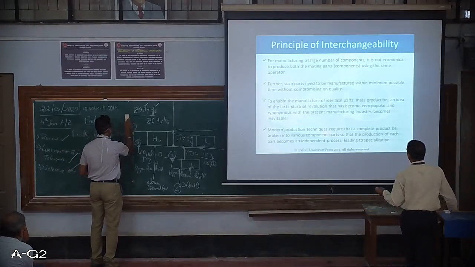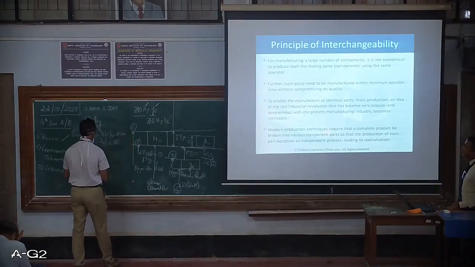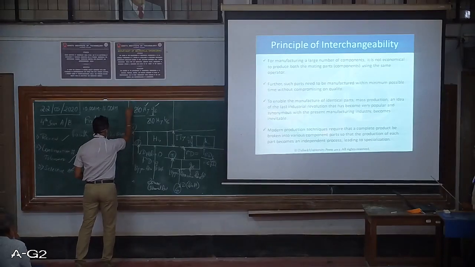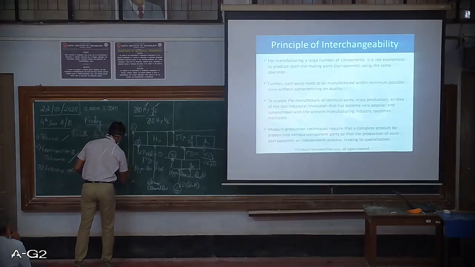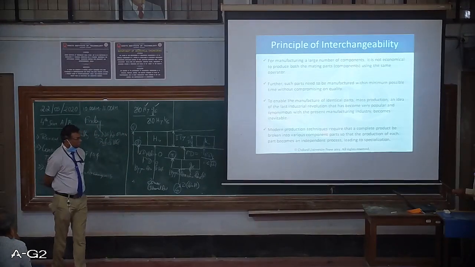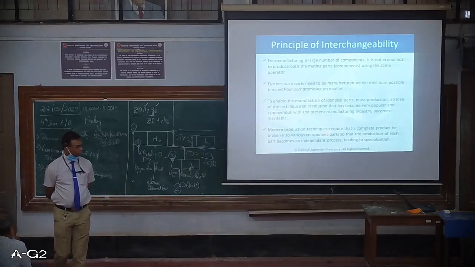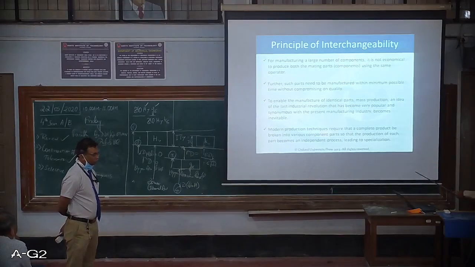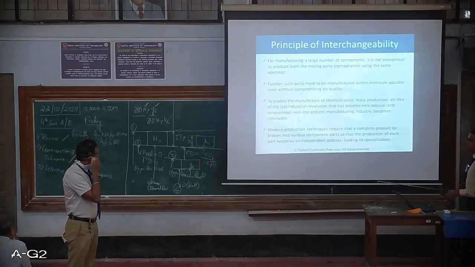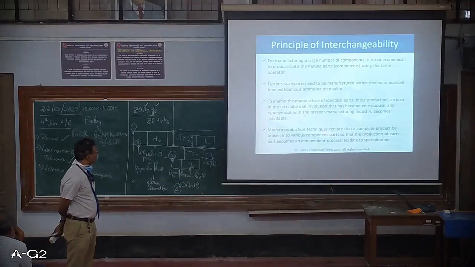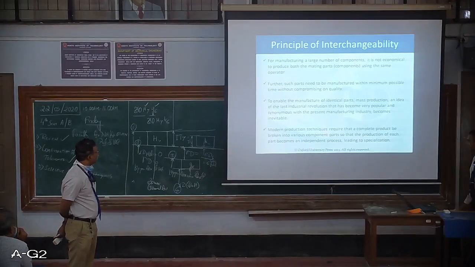For manufacturing a large number of components, it is economical to produce both the mating parts using the same operator or on the same machine. Further, such parts need to be manufactured within the minimum possible time without compromising on quality. To enable the manufacture of identical parts, mass production, an idea of the last industrial revolution that has become very popular and synonymous with the present manufacturing industry, becomes inevitable. Modern production techniques require that a complete product be broken into various component parts so that the production of each part becomes an independent process, leading to specialization.